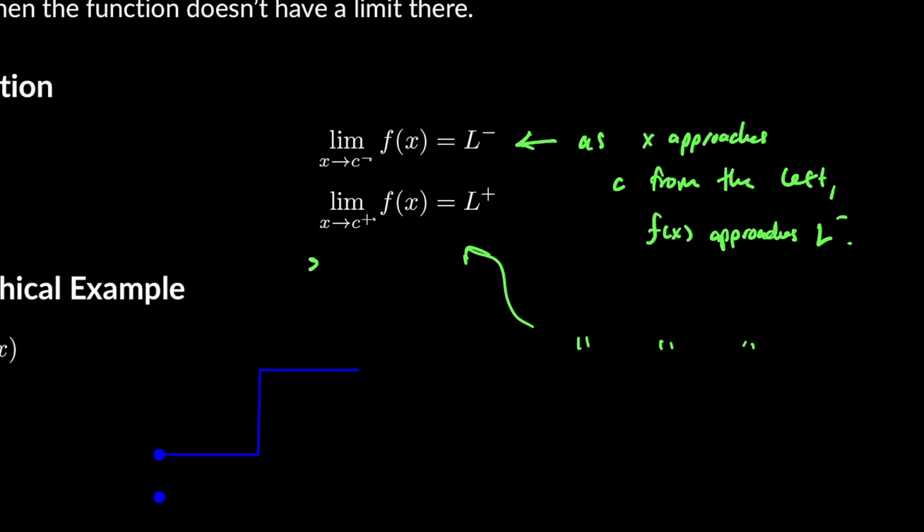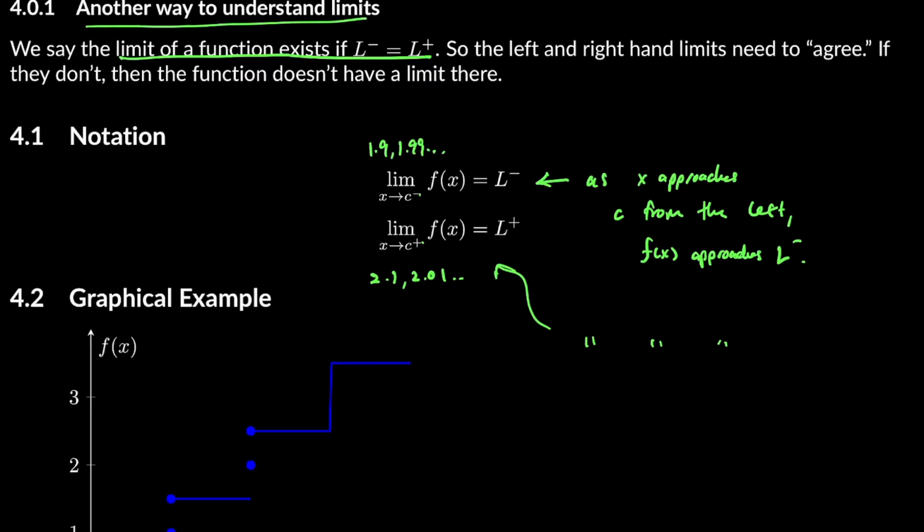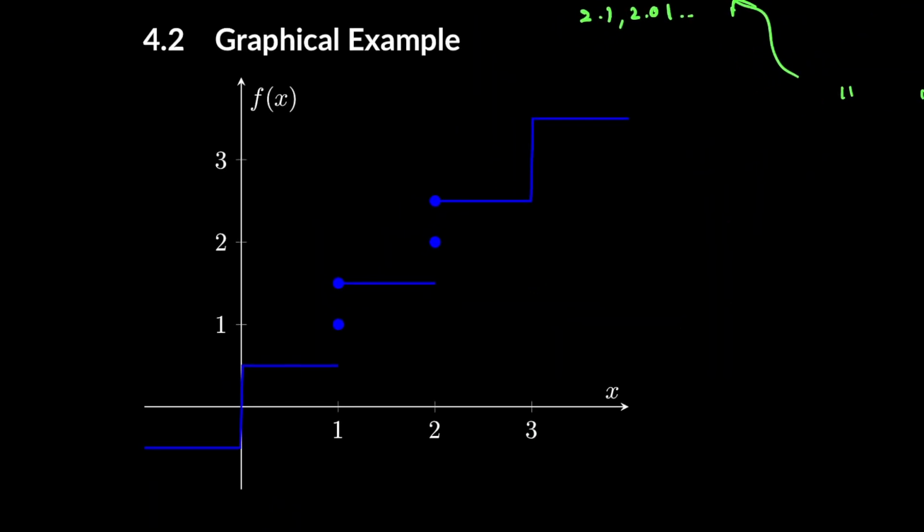So again, this was like our 2.1, 2.01, and this is like our 1.9, 1.99, etc. So we want to see, are they pointing to the same place as we approach from both sides? So here with this step function we've got, let's take a look at the function at the point x equals 2 and see what's going on here. So this is a little weird actually. This should probably be open-ended here and here. Not sure what happened with the graphing utility.